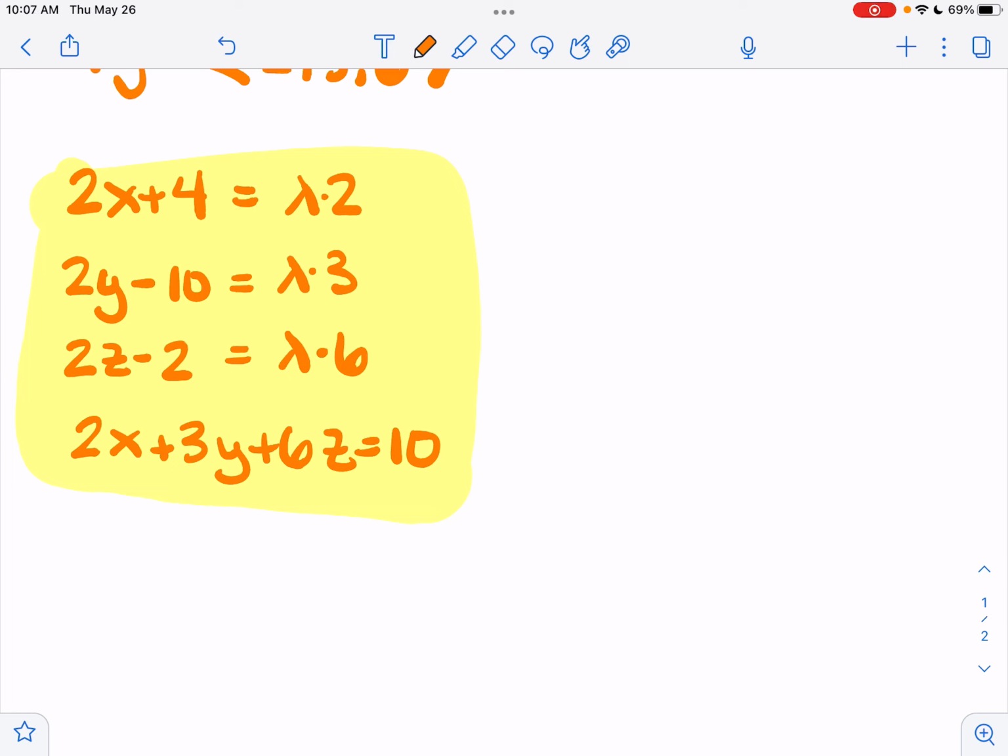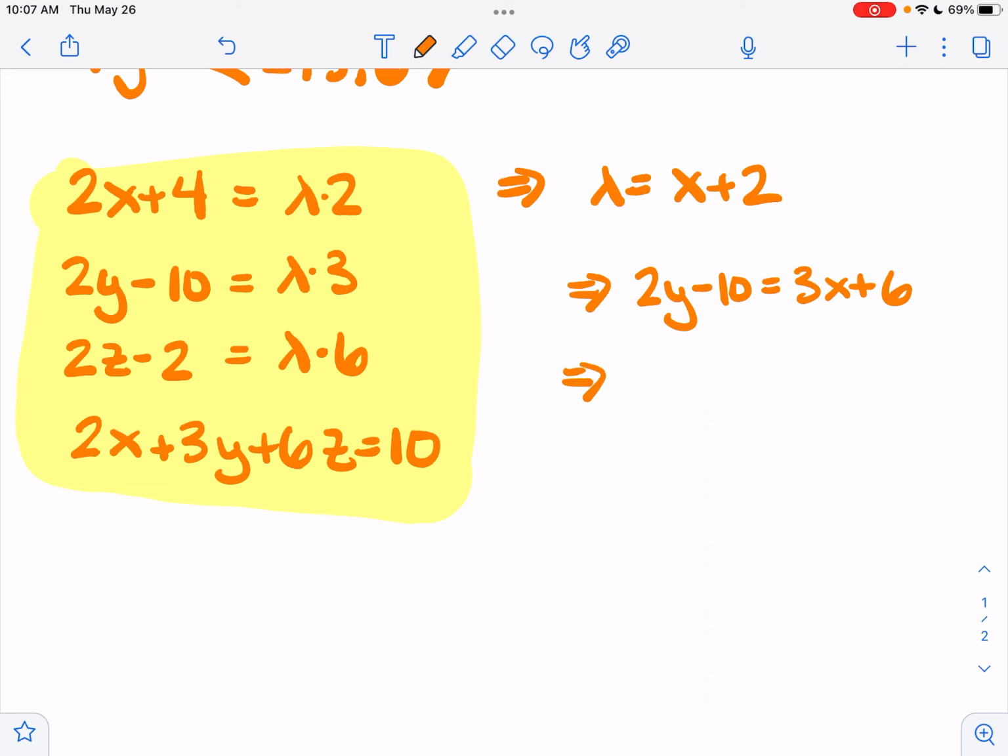In this case, I'm going to start by just taking the first equation and solving for lambda. So lambda is x plus 2. I'm going to plug that value into the second equation. The second equation becomes 2y minus 10 equals 3x plus 6. If I plug lambda equals x plus 2 into the third equation, it becomes 2z minus 2 equals 6x plus 12.